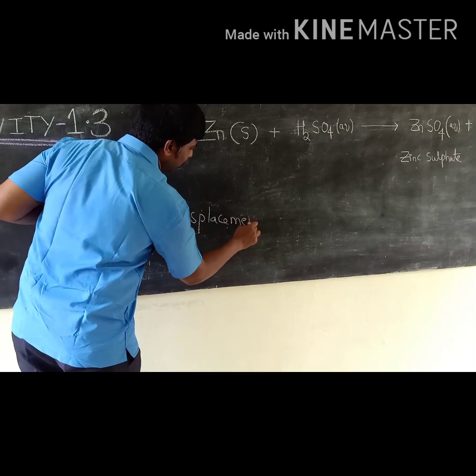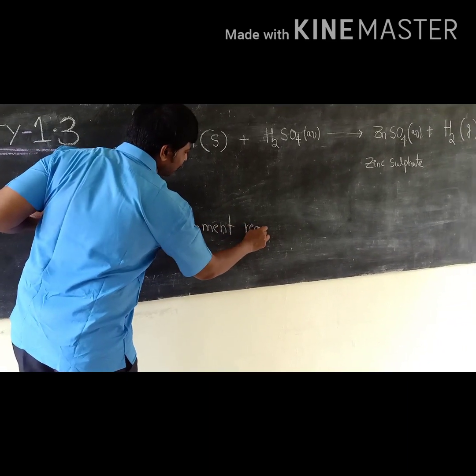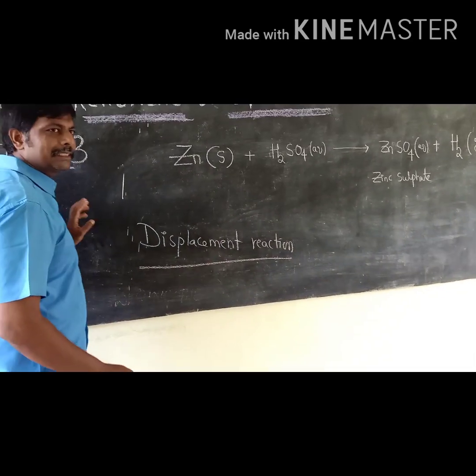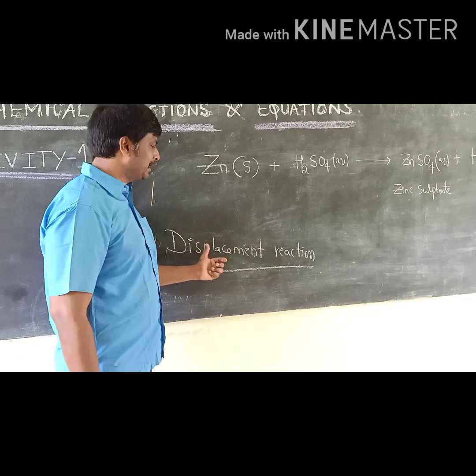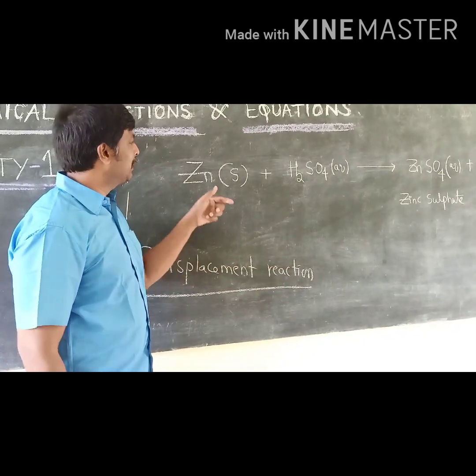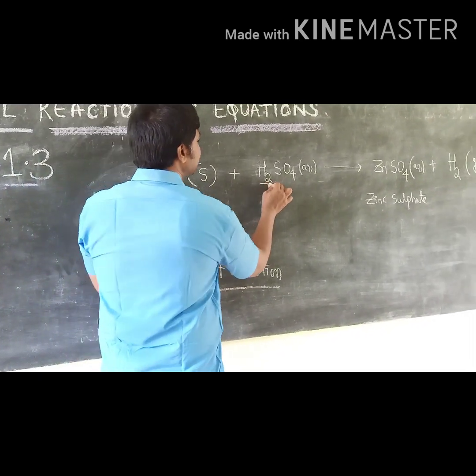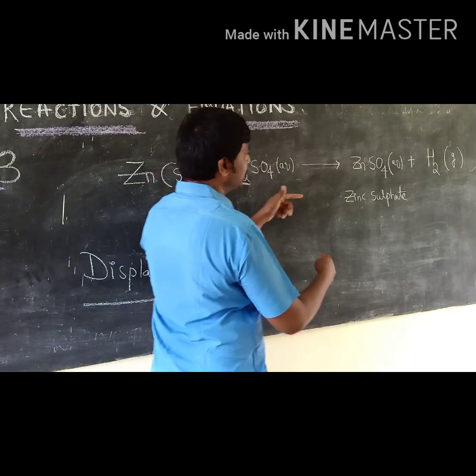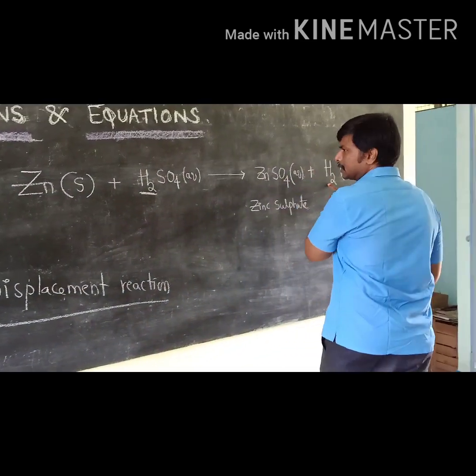It is a third type of chemical reaction. Already you discussed 2 reactions. This is one more type, displacement reaction. Here zinc displaces hydrogen. Zn plus H2SO4 gives ZnSO4 plus H2.